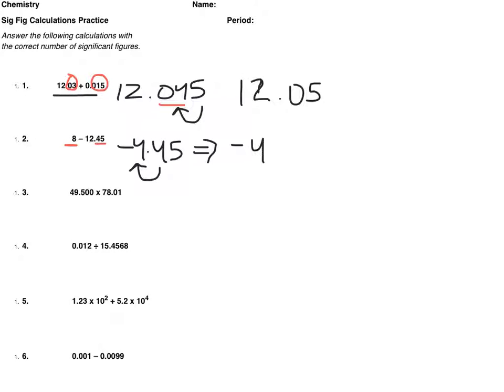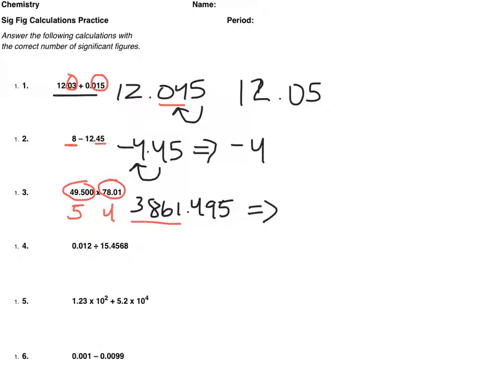Number 3, when you multiply 49.500 times 78.01, you end up getting 3,861.495. Now, that's a big, ugly number, but when we do multiplication, we're concerned with total sig figs. This number right here has 5 sig figs. The zeros at the end count because there's a decimal point. This total number has 4. The reason that we're going to only round to 4 sig figs is because the weakest limiting factor is going to have 4. So therefore, we can only round to 4.